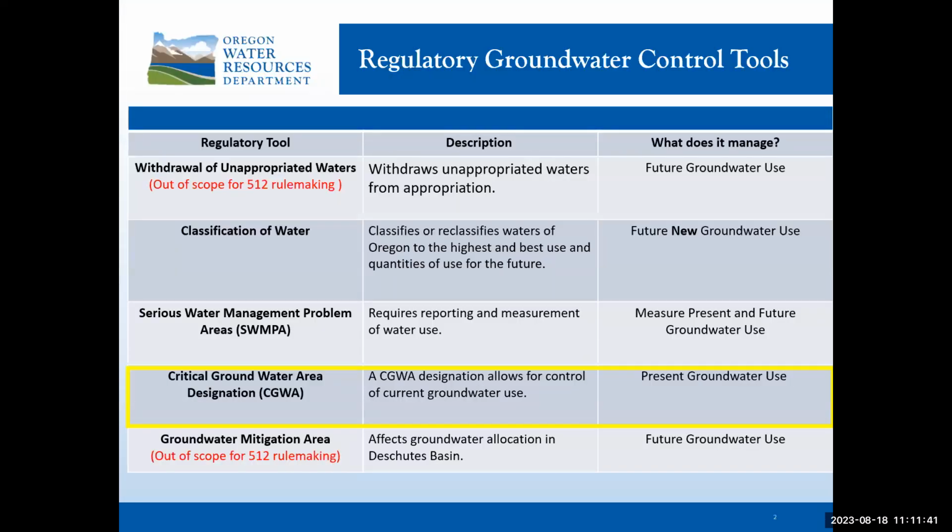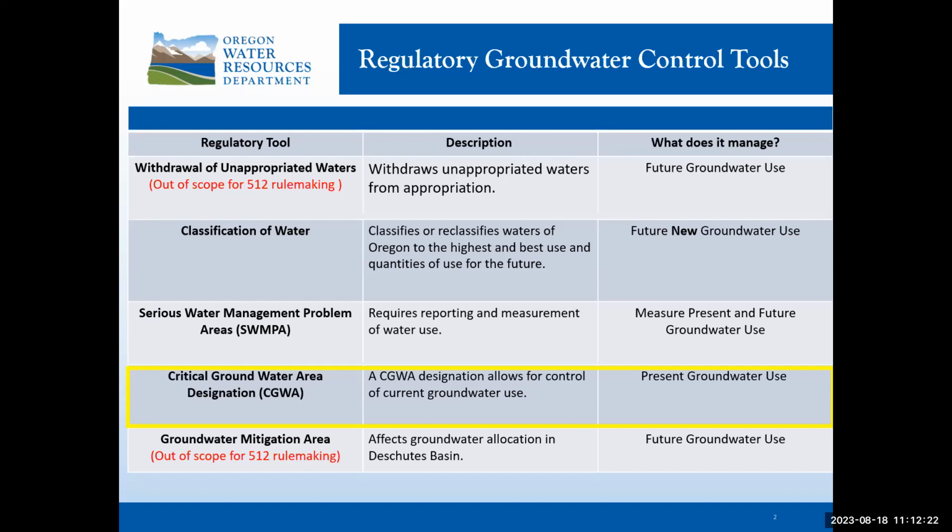In previous informational sessions, we've shown this slide before, and it shows the different regulatory groundwater control tools that the department has for managing water within the state of Oregon. The tool, as I said, that we'll be talking about today is the Critical Groundwater Area Designation, which is focused primarily on controlling current groundwater use. So this tool affects current groundwater right holders and potentially exempt users. It does not look forward like many of the other tools.